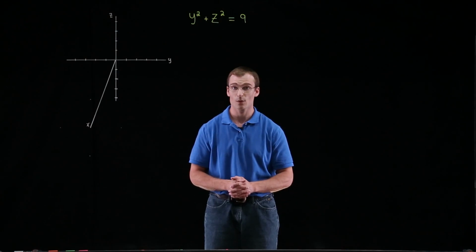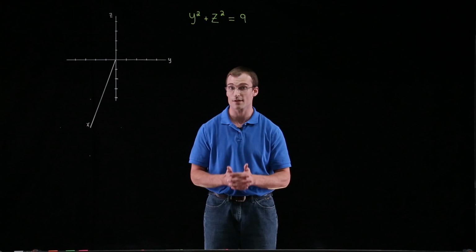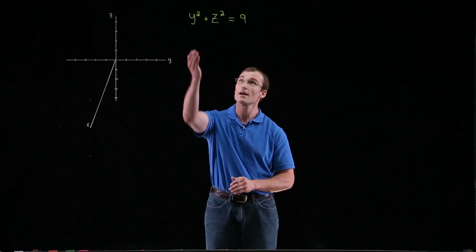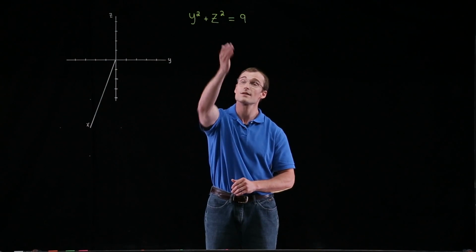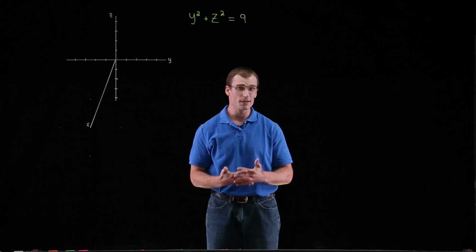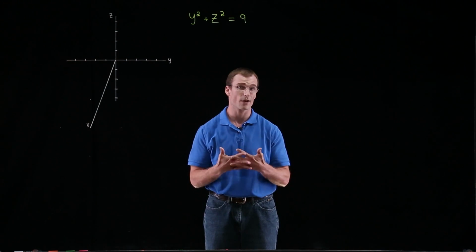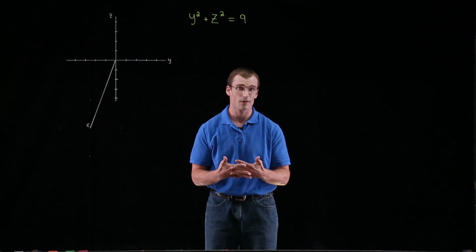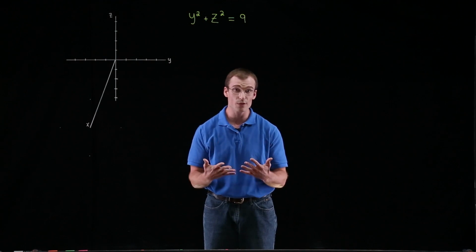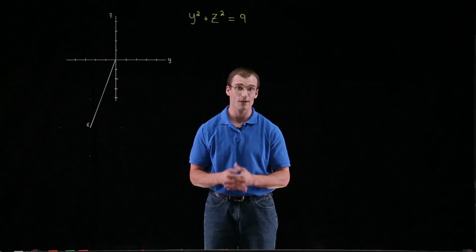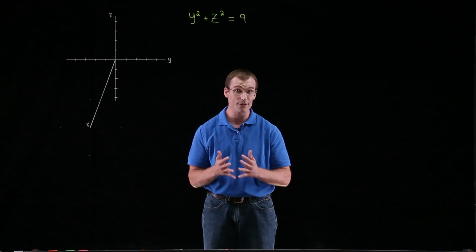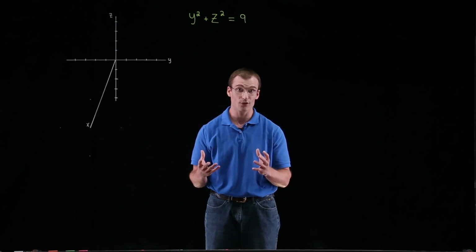Welcome everyone, I'm Adam. In this problem, we're going to describe and sketch the surface that's generated by our equation y squared plus z squared is equal to 9. So the first thing that we need to do is come up with what the generating curve is. The generating curve, again, is some curve in 2D, or 2 dimensions. And from that, we have ruling lines projecting out perpendicularly to give us our 3D surface.